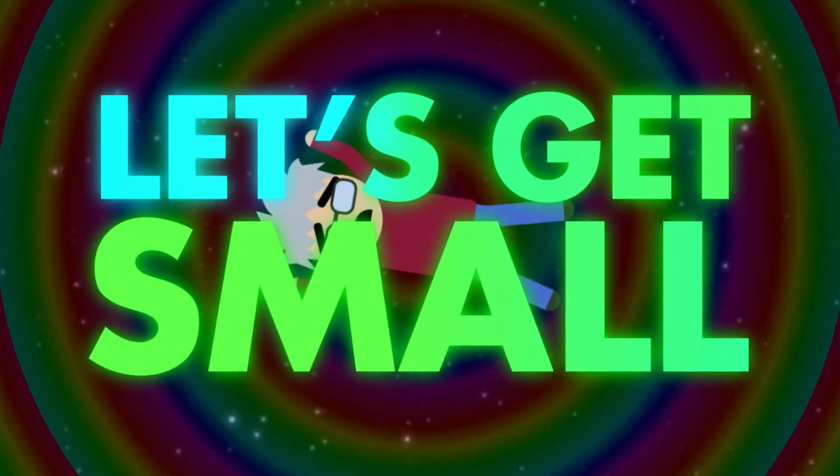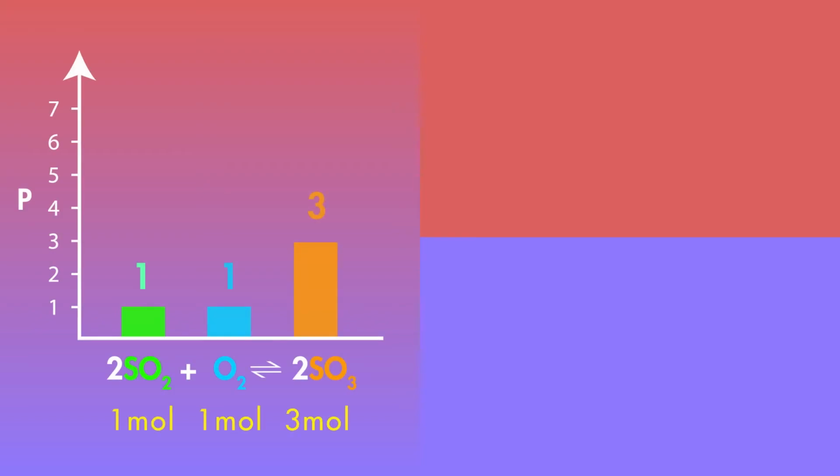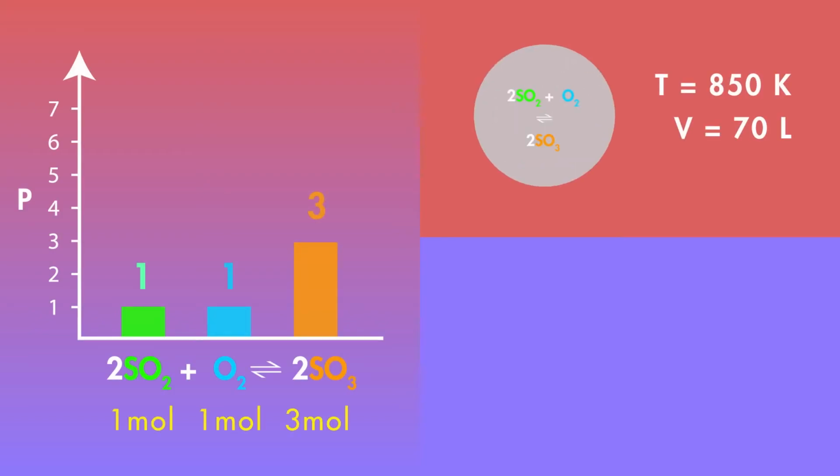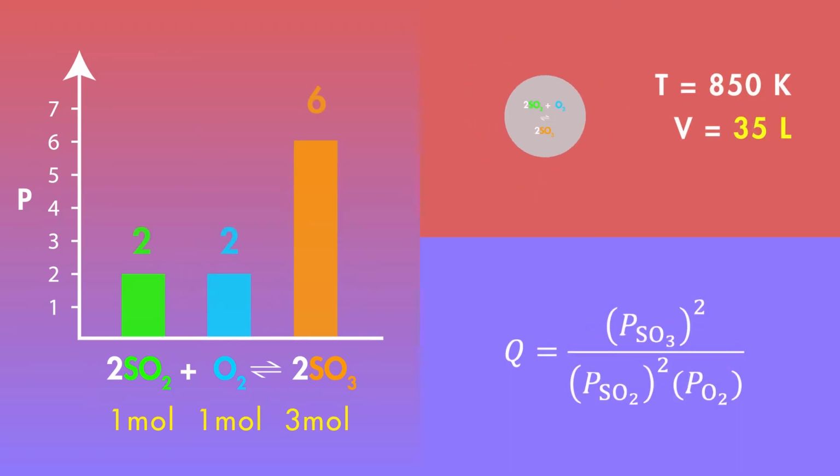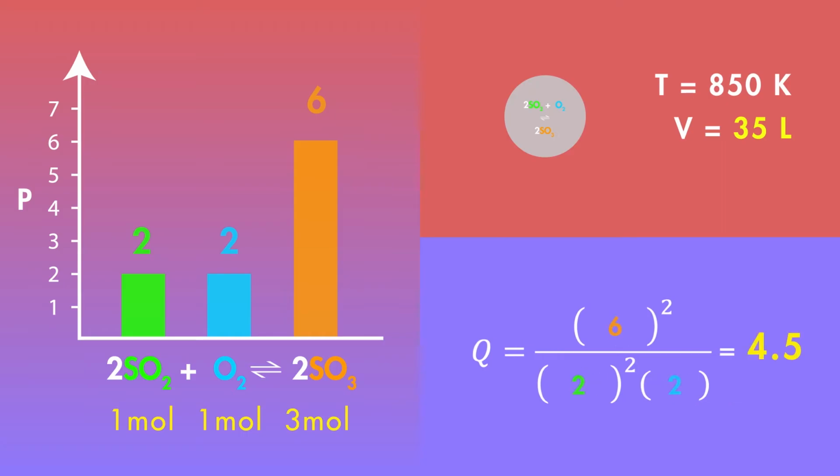Suppose we have a gas-phase system in equilibrium, like these three gases in this flask. We can use the pressures, which are proportional to the amounts of each material, to calculate the initial equilibrium constant. Now suppose we reduce the volume of the flask. If the volume decreases, all of the pressures of all of the gases increase.